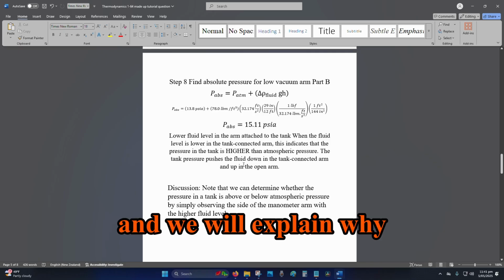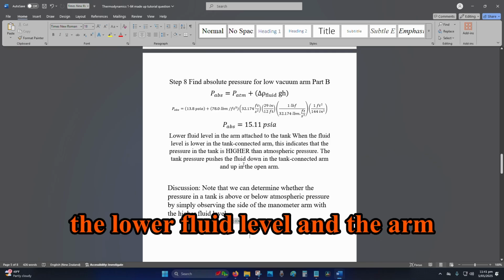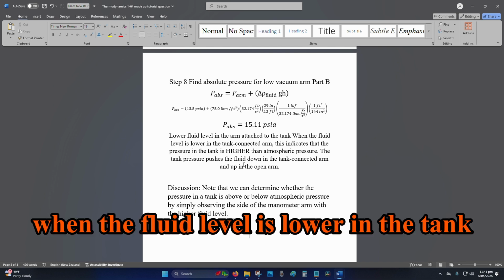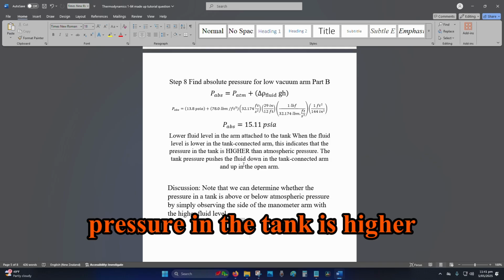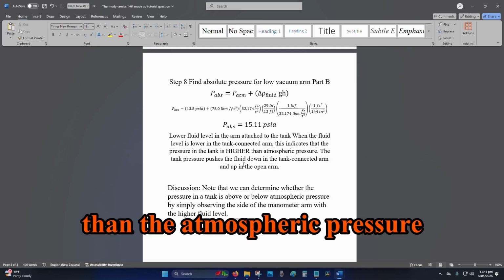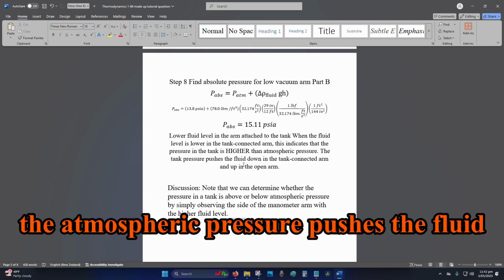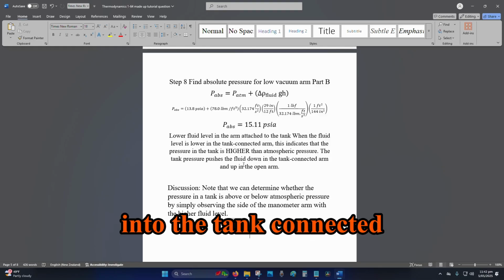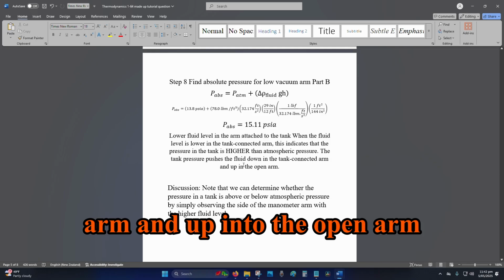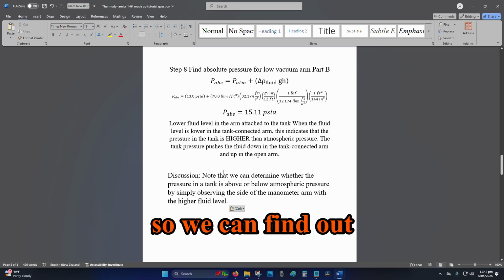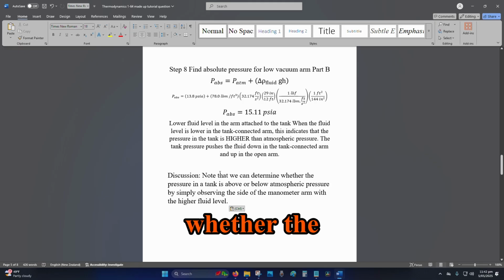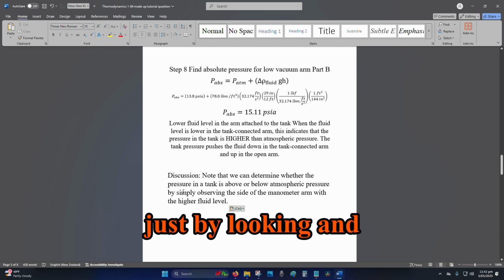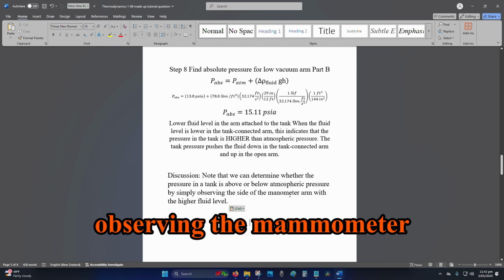And we will explain why. The fluid level is lower in the arm attached to the tank. When the fluid level is lower in the tank, this indicates the pressure in the tank is higher than the atmospheric pressure. The atmospheric pressure pushes the fluid down into the tank connected arm and up into the open arm. So we can find out whether the pressure in the tank is above or below just by looking and observing the manometer.